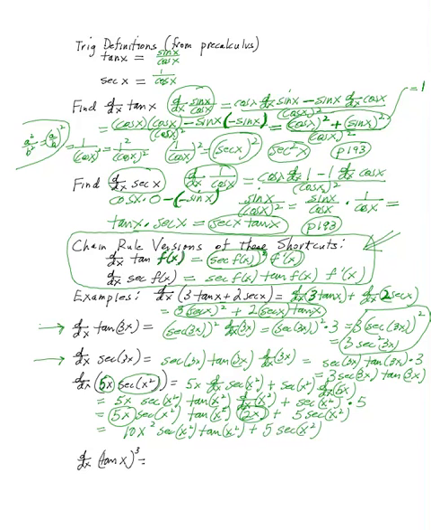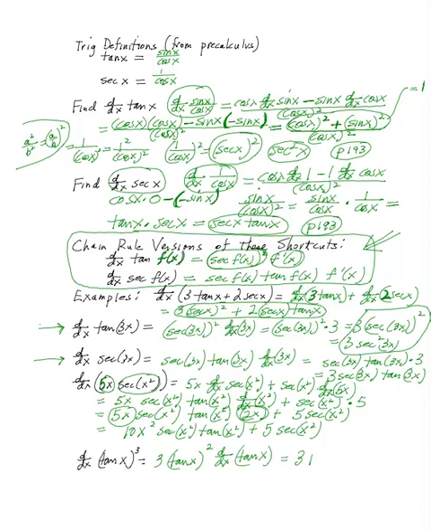Okay, final example. The derivative with respect to x of tangent x cubed. So I have an outside and an inside function. So I need chain rule again. The outside function is x cubed. The derivative of x cubed, I need power rule. That's 3 times my variable squared. This is the derivative of the outside, but I've got to multiply by the derivative of the inside. So I've got to multiply by the derivative of tangent x.